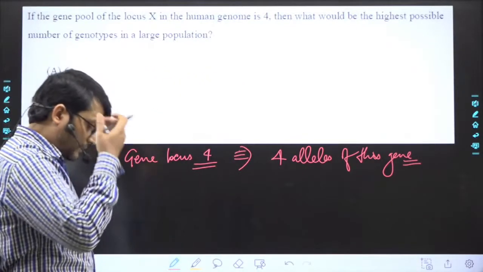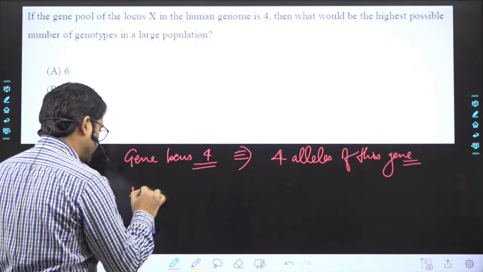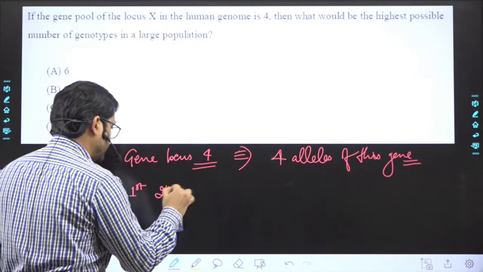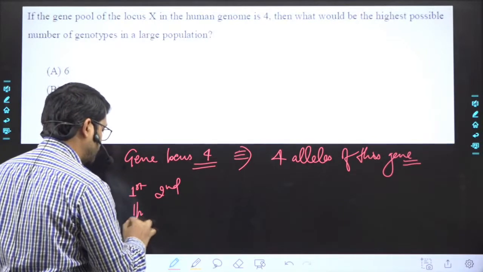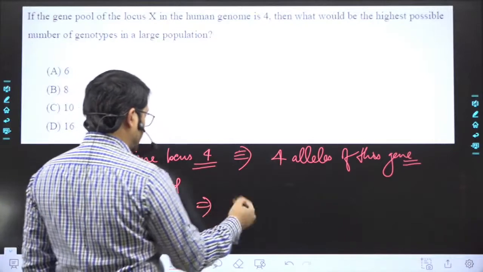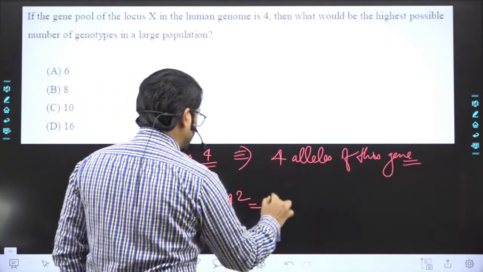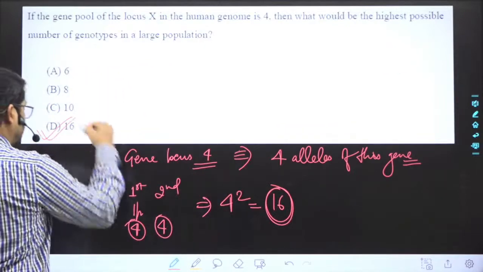Now, if you look at 4 alleles, it means that at 2 positions, first and second position, there could be first allele or second or third or fourth. So there are 4 possibilities. Here also 4 possibilities. So overall genotypes that are possible is 4 to the power 2, that is 16. So the correct answer is D, 16.